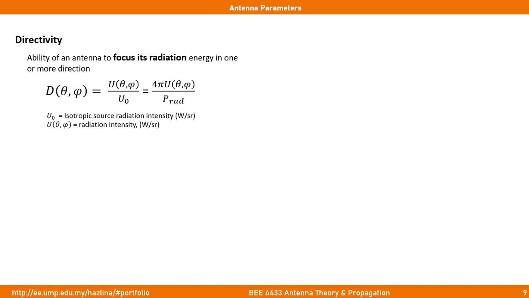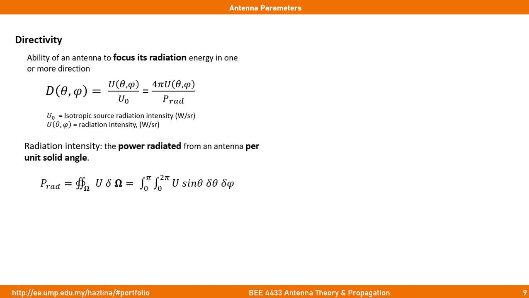Another parameter that always interests antenna designers is the directivity. Directivity explains the ability of an antenna to focus its radiation energy in one or more directions. D(theta, phi) is the ratio of radiation intensity of an antenna to the isotropic source radiation intensity. It is described in the unit of watt per steradian. Radiation intensity describes the power radiated from an antenna per unit solid angle.